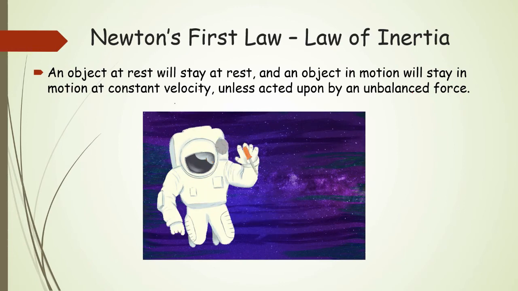So if there is no friction, there is no air resistance, a moving ball will keep on moving forever. That's what Newton's first law says. And this we can see in outer space. When there is no air and there is no friction, a screwdriver, say, that is thrown will keep on traveling forever with the same velocity.